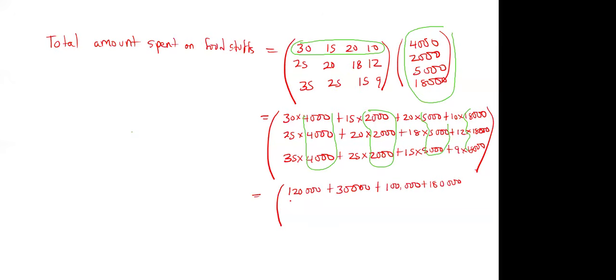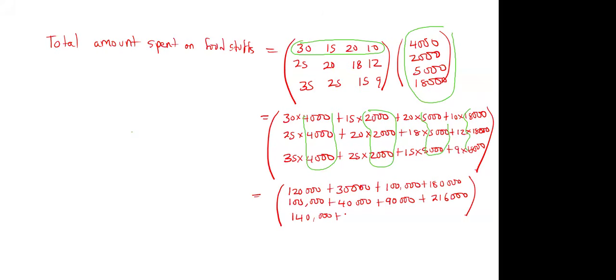You confirm, 25 times 4, what is that? 100. So it's going to be 100,000 plus 20 times 2, that is 40,000, plus 18 times 5, what is that? 90. So it is going to be 90,000 plus 12 times 18, what is that? 216,000. Then I go to the next one, 35 times 4, what is that?